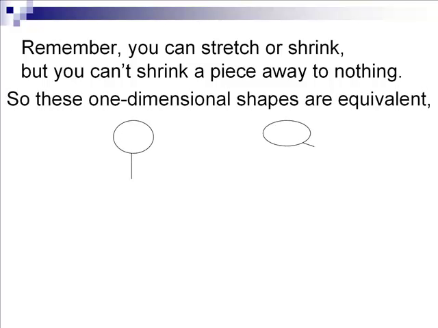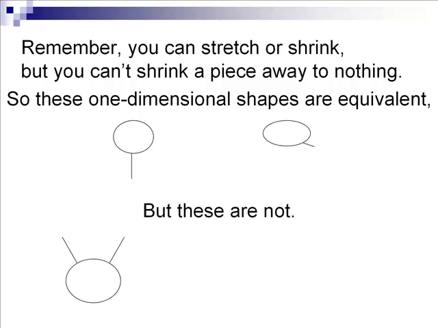For example, these one-dimensional shapes are equivalent. Notice that the figure on the left and the figure on the right are almost the same. The only thing that's happened is this extra line has been stretched around to the side. We haven't done any cutting, or shrunk away anything to nothingness. So these two are perfectly equivalent to each other.